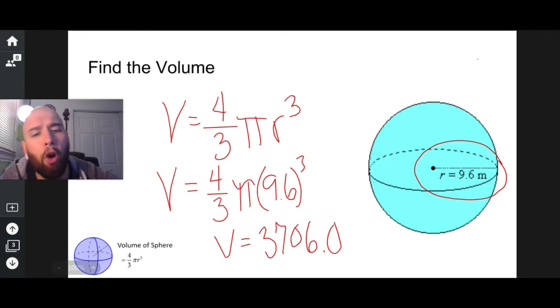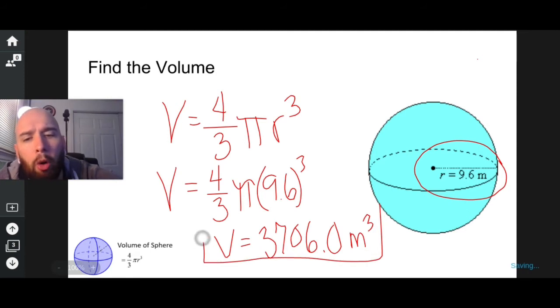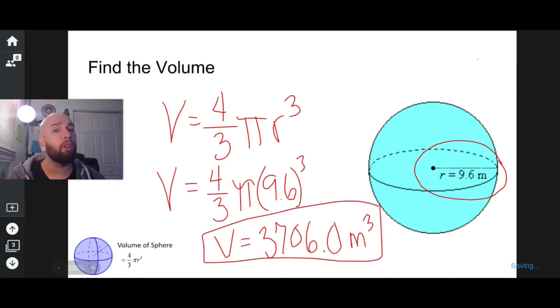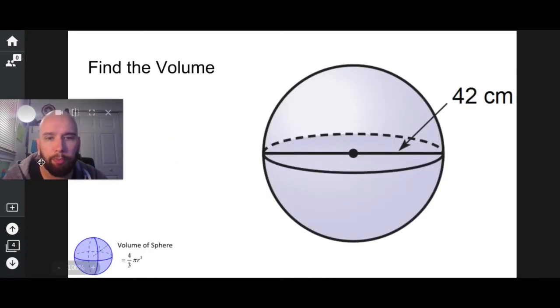Remember, when you're doing volume of a 3D object, your unit of measure is always going to be cubed. Whether it's a sphere, a cone, or a cylinder, it's always going to be cubic units, whatever that may be. Let's do another.